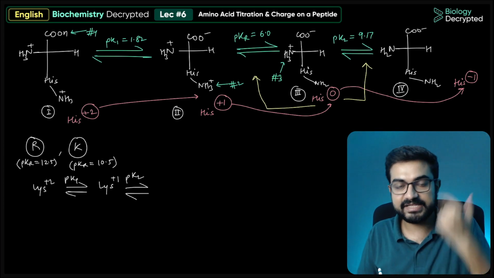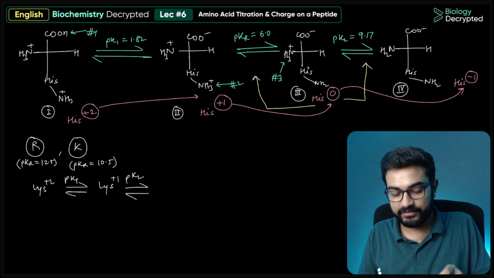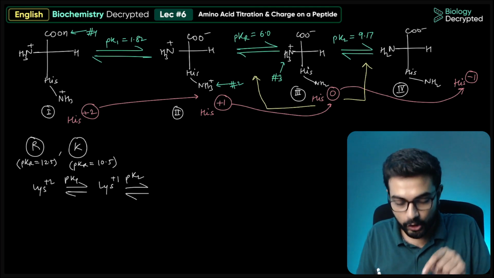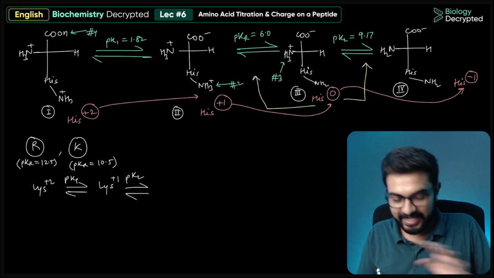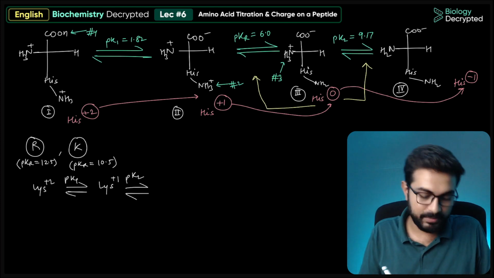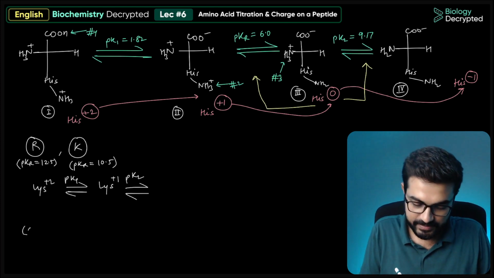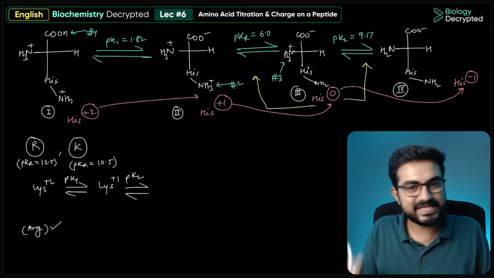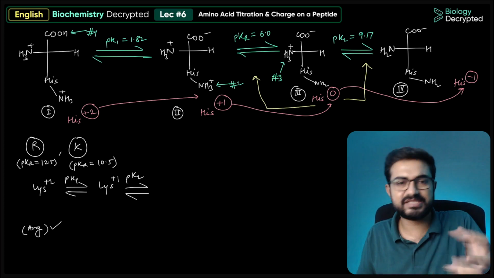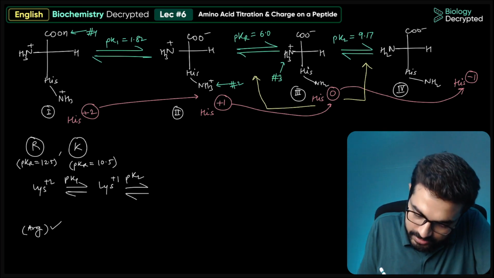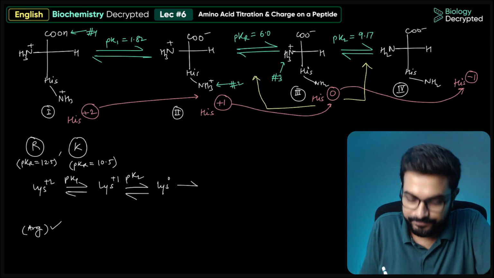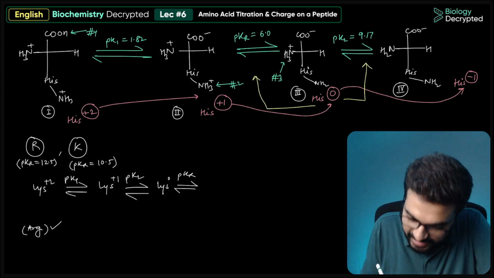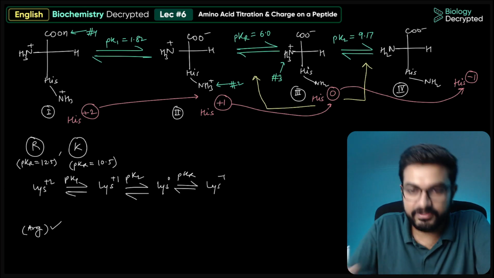The pKr has a higher value here, so the first ionization that will be taking place here will be of the alpha amino group. This will be valid for both lysine and arginine. It will be exactly similar for arginine, this exact ionization, just the values will change. Now there will be lysine 0, there will be pKr, and finally lysine will get converted to lysine -1.